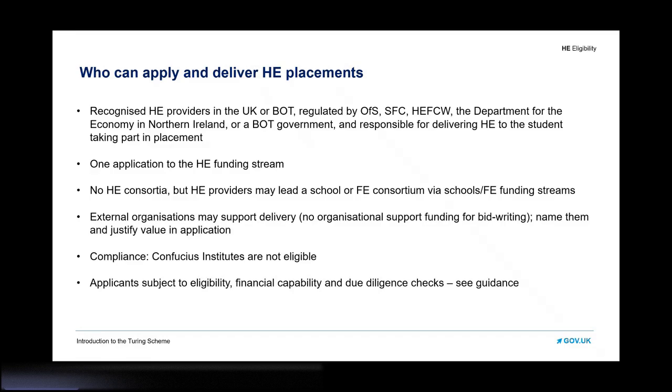You can use external organisations to help administer placements through organisational support funding, but they cannot receive organisational support funding for bid writing. You need to name any external organisations that you're working with in your bid and justify the cost effectiveness. Turing Scheme funding cannot be used towards the activities of Confucius Institutes. Applicants are subject to eligibility, financial capability, and due diligence checks in line with managing public money and HM government grant standards. You can see the guidance on gov.uk for more information.